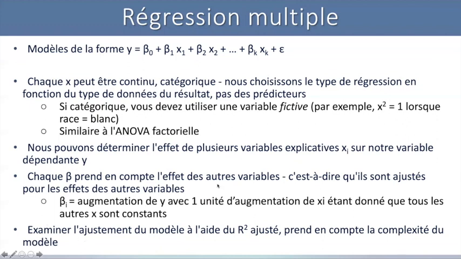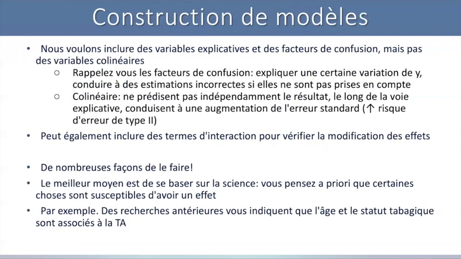So using multiple linear regression, we can determine the effect of multiple explanatory variables, these different x's, on our dependent variable y. Each beta takes into account the effect of the other variables. That is, they are adjusted for the effects of the other variables. And each beta is the increase in y with a 1 unit increase in x, given that all the other x's are held constant. We examine the fit of the model using r squared or adjusted r squared, which takes into account the complexity of the model.